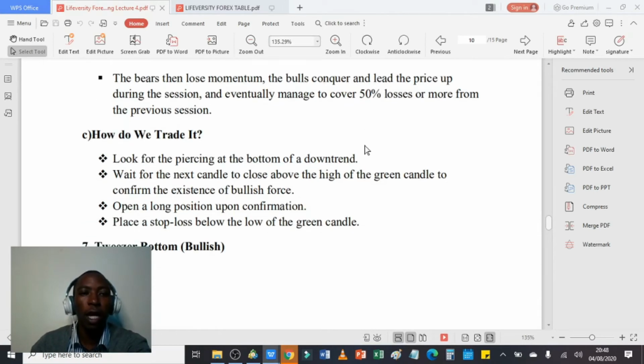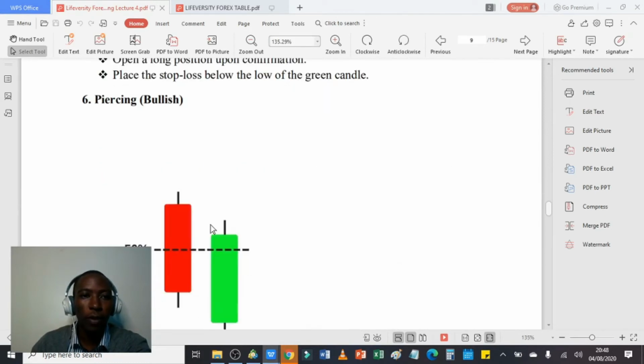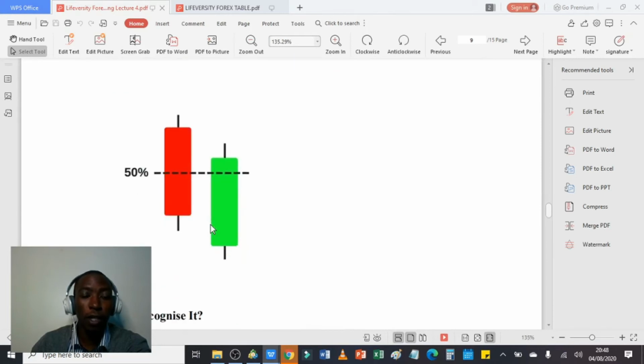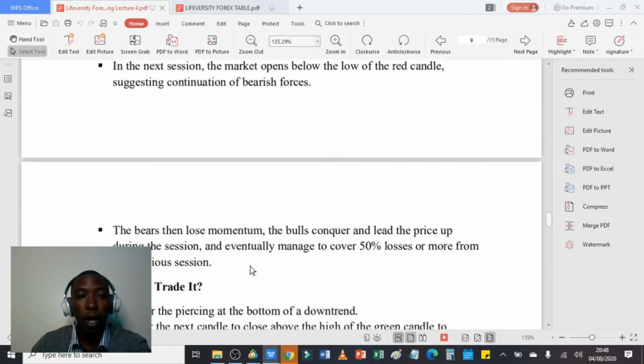How do we trade it? Look for the piercing at the bottom of a downtrend. Very important. Wait for the next candle to close above the high of the green candle to confirm the existence of a bullish force, and then open a long position upon confirmation, and then place a stop loss below the low of the green candle. The piercing is a bullish signal. You locate it below a downtrend.